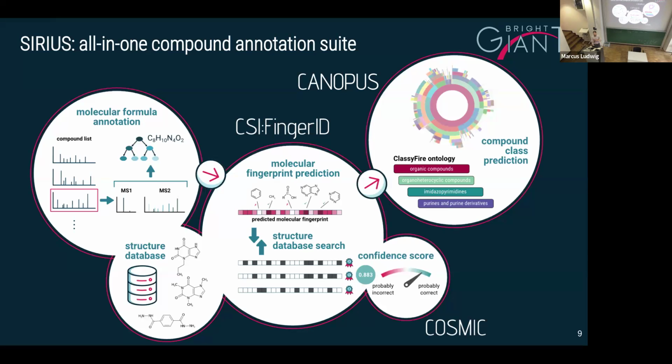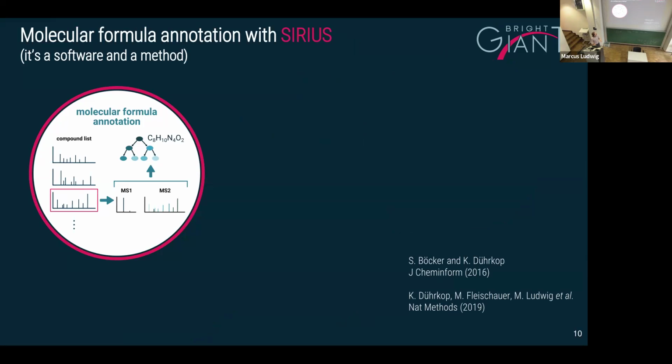Yeah, and so Sirius is now this complete suite where you have different tools in there which can perform molecular formula annotation, structure database search, compound class prediction. And I will now guide you through all of these different steps and always focus on the task at hand. So let's start with molecular formula annotation.